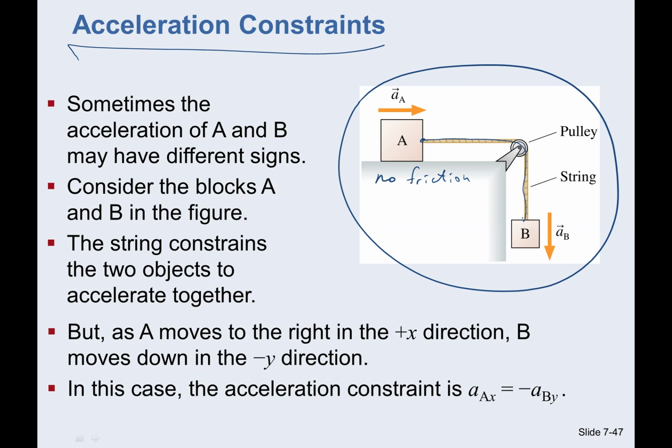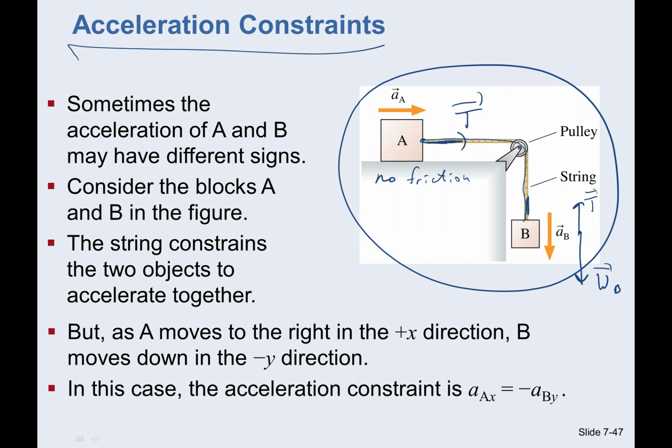One of the things I have here is block A has this tension force. Basically, block A is being pulled to the right by this tension. Block B has 2 forces: the gravity, the weight of B, and then the tension up, because there's a rope over there.